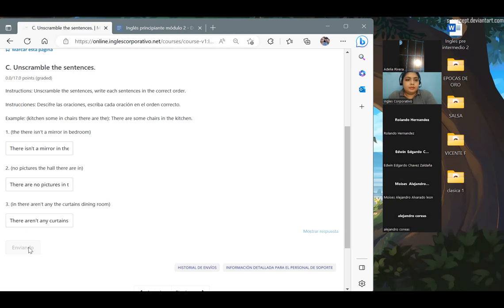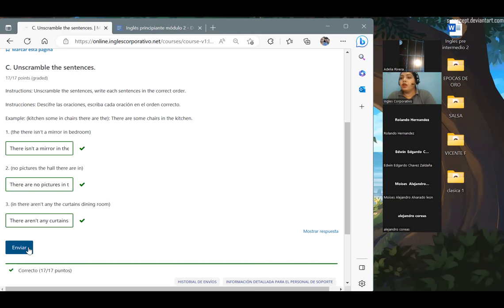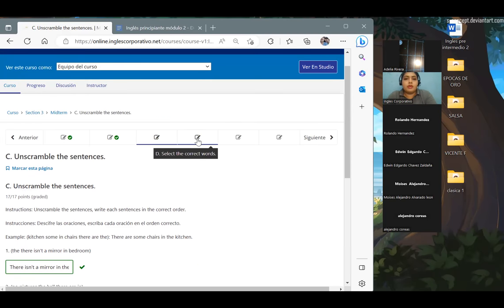Okay, let's see. Okay, all of them are correct. There isn't a mirror in the bedroom. There are no pictures in the hall. And there aren't any curtains in the dining room. Very good. Están correctas todas. Next one, part number four.